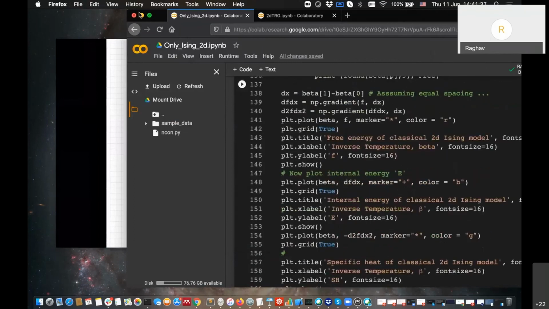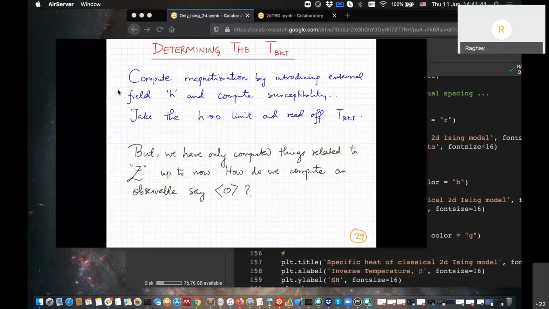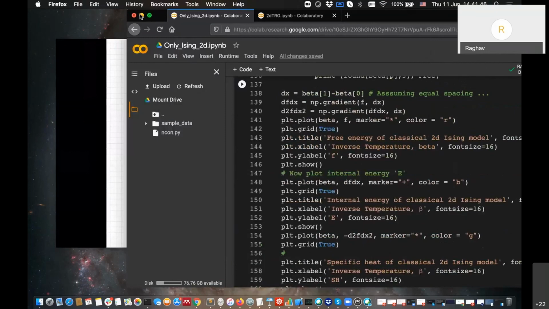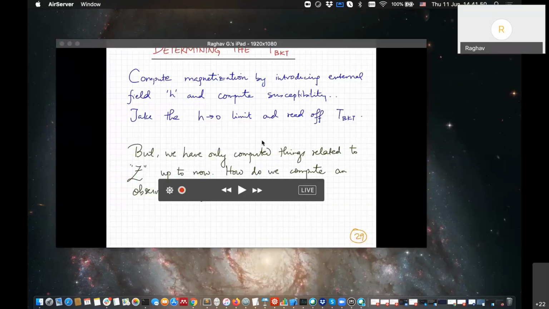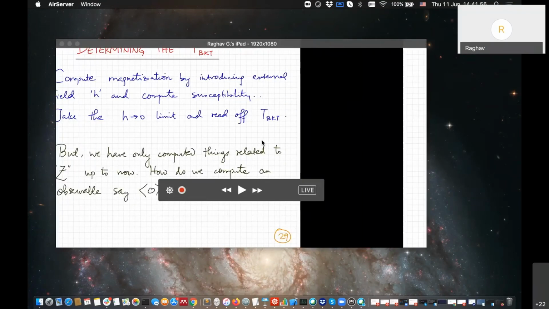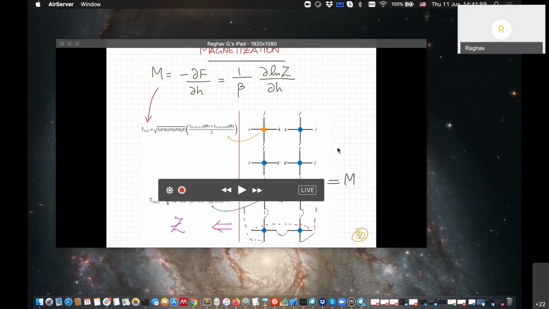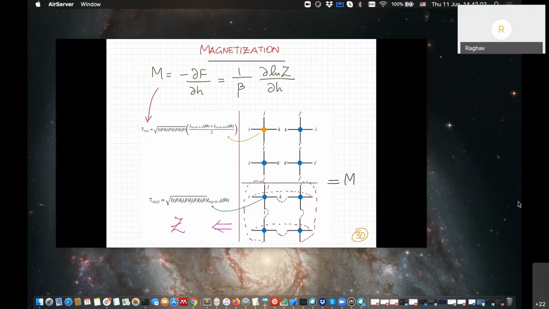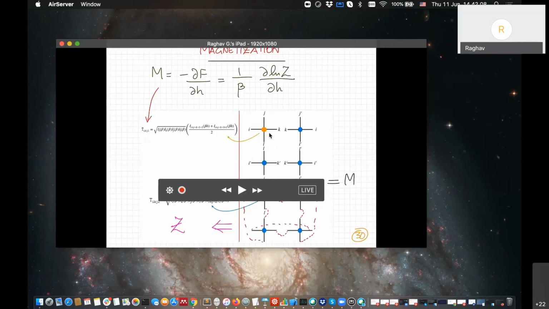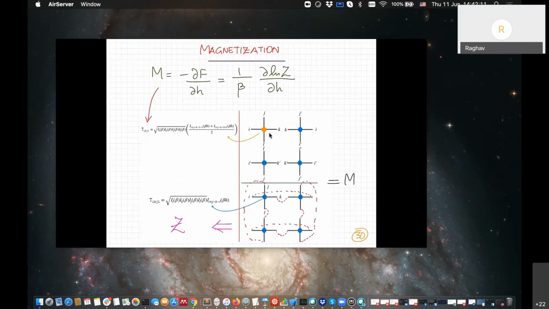So let's focus now on the determination of this T_BKT. Till now, I've told you how to compute things which are related to the partition function, for example, the first derivative of the partition function, the second derivative, and so on. But now, if I want to compute the magnetization, how do I do that? Computing magnetization is a little tricky. It's not very difficult, but we have to be careful. The magnetization is also defined as the derivative of the free energy with respect to the external field, which can be represented like this: 1 by beta times d ln Z by dh.